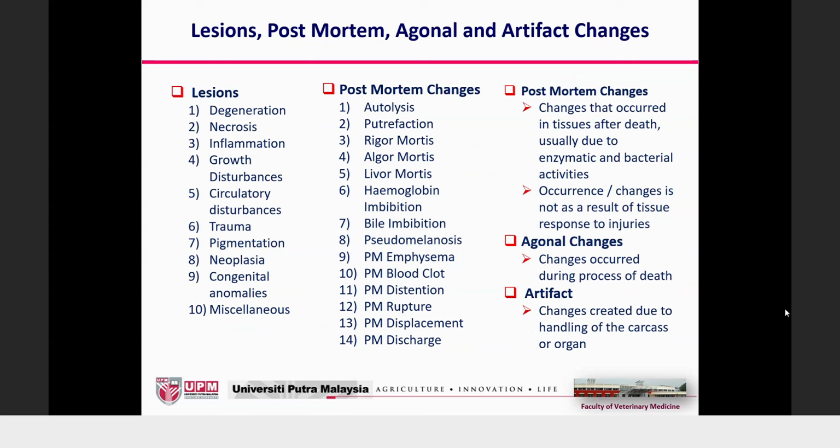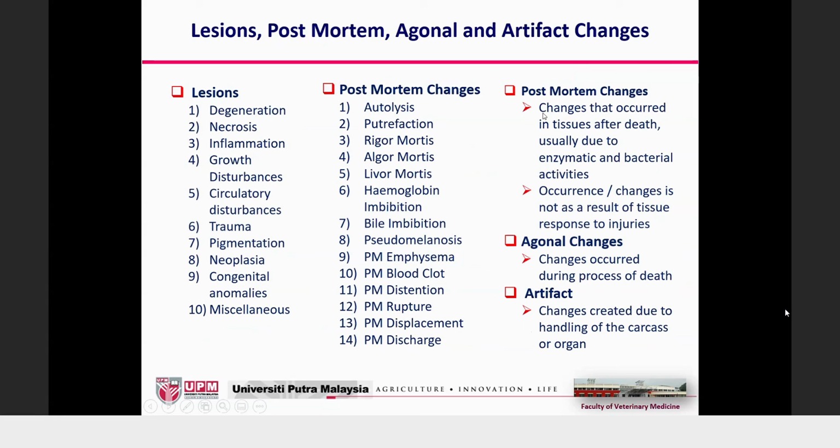I think I talked a lot just now regarding the ability to see postmortem change or lesion, agonal change and artifact changes. So I put here, you have lesion. You got 10 types of lesion there. Then you have postmortem change. You have about 14 types. It can be more. Then what is meant by postmortem change?